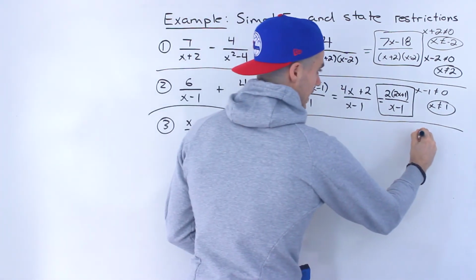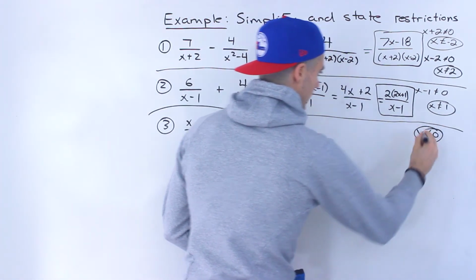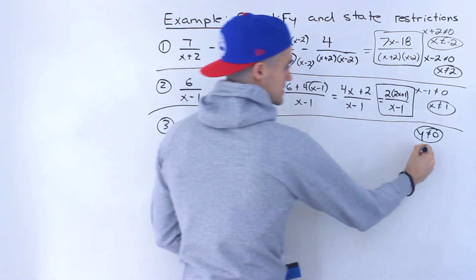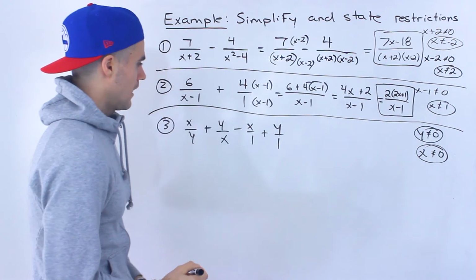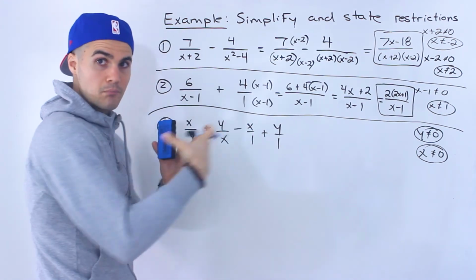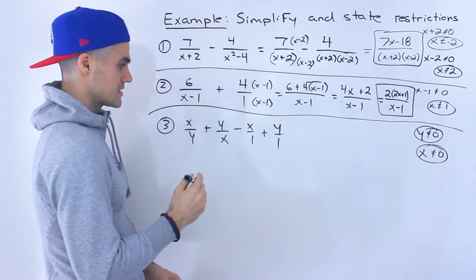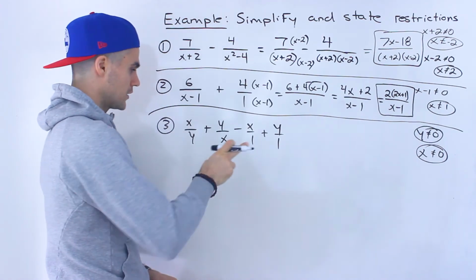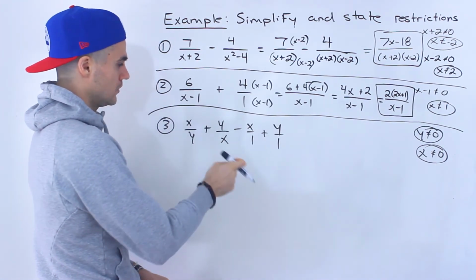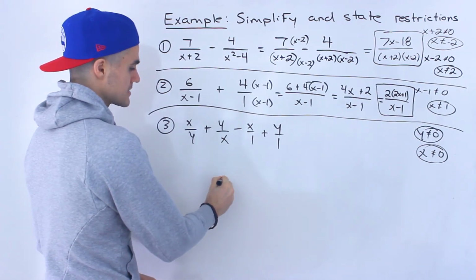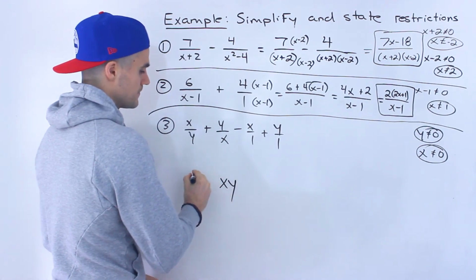Notice that y can't be 0. That's one of the restrictions. And then x cannot equal 0. From here, what we want to do is combine these into one fraction. That's how we're going to simplify. So we need a lowest common denominator. What's the lowest common denominator between y, x, 1, and 1? It's just going to be xy.